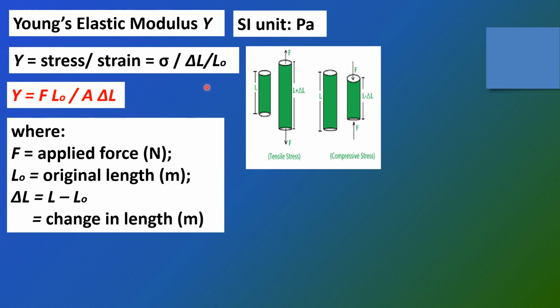Which means that the SI unit for Young's elastic modulus Y is Pascal, which is also equal to Newton per meter squared.